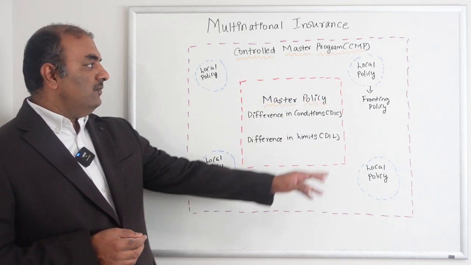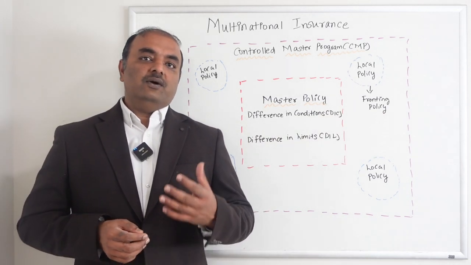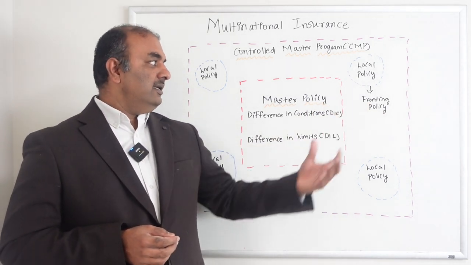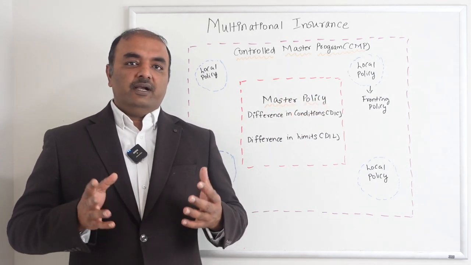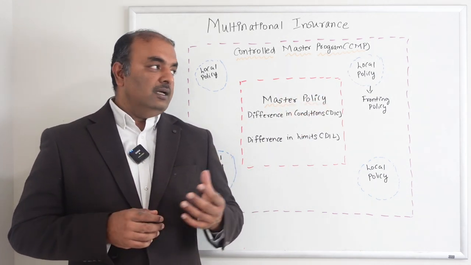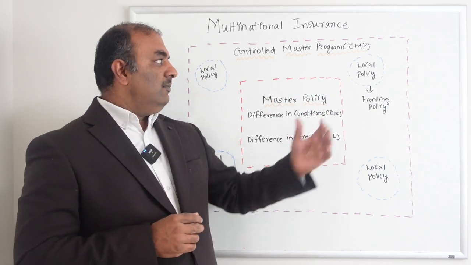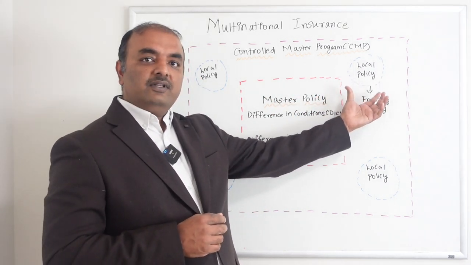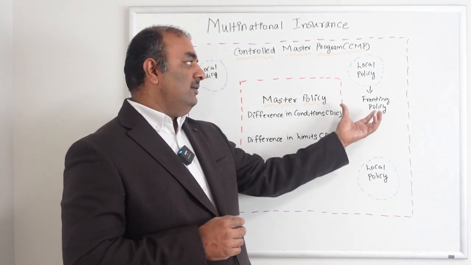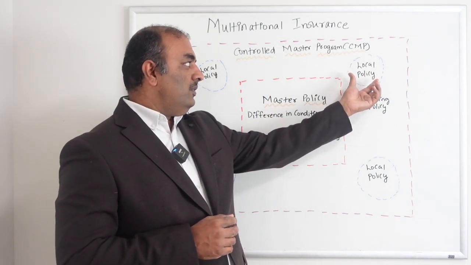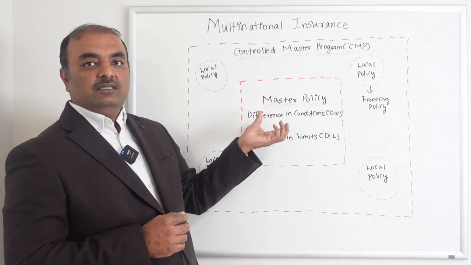Plus you also need to understand what is meant by a fronting policy. As I told you, the requirement is we should have local policies for each country, right? And if that particular local insurer cannot operate or doesn't have enough infrastructure, they will be, as the name suggests, the front face for the customer. But once they issue the policy, the entire coverage will be reinsured to the master policy. That's what they call a fronting policy. They will have the local policy, but the entire coverage will be reinsured to the master policy.